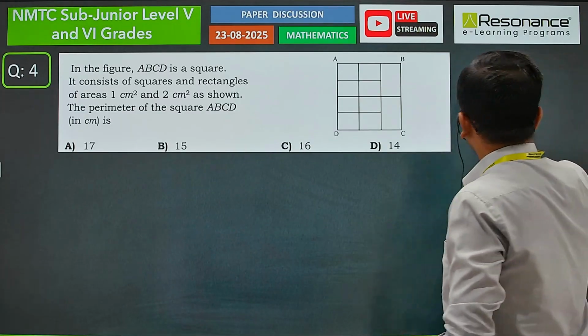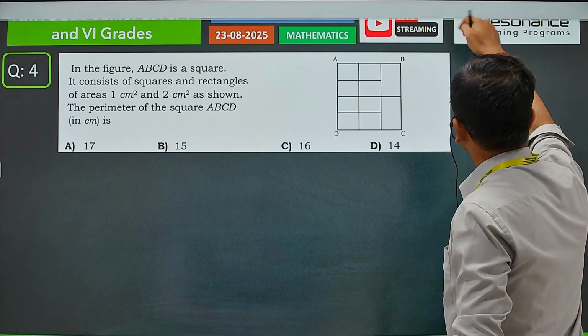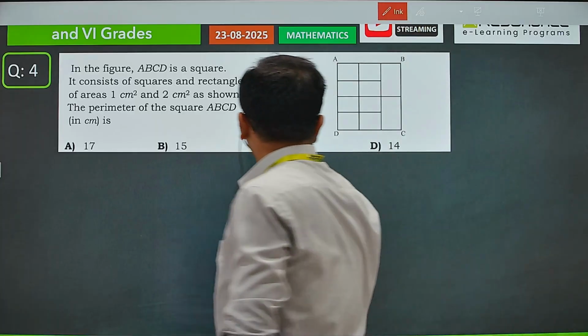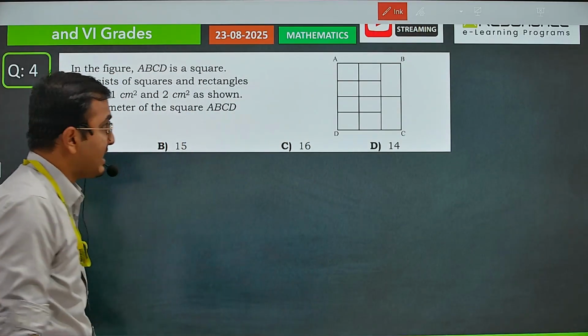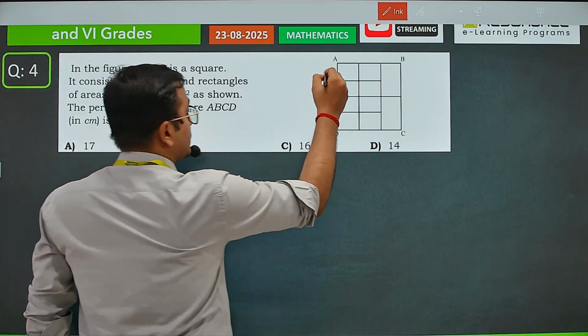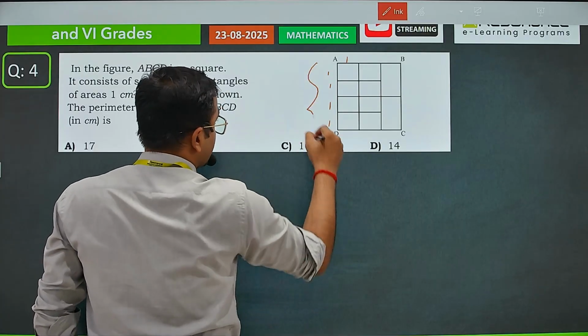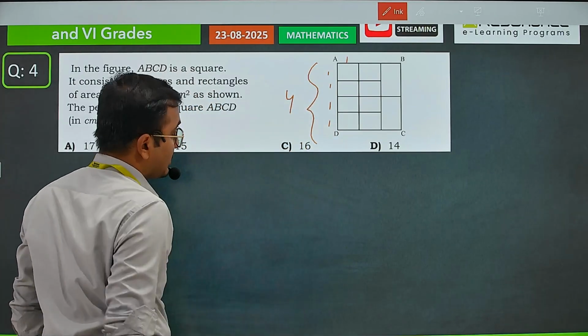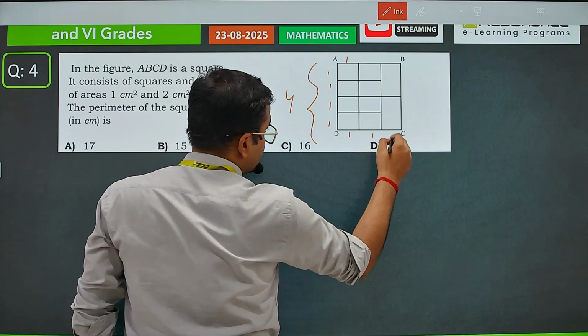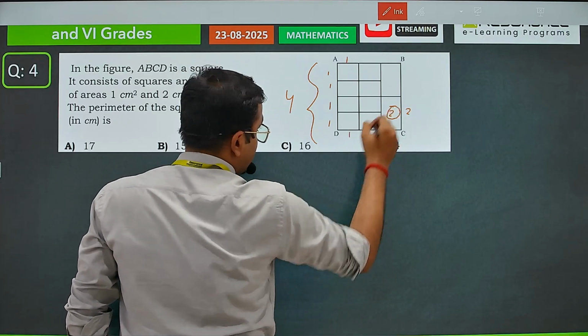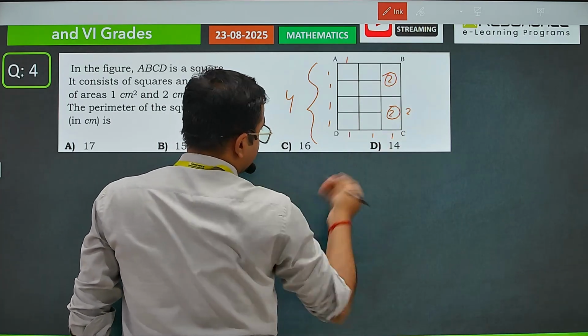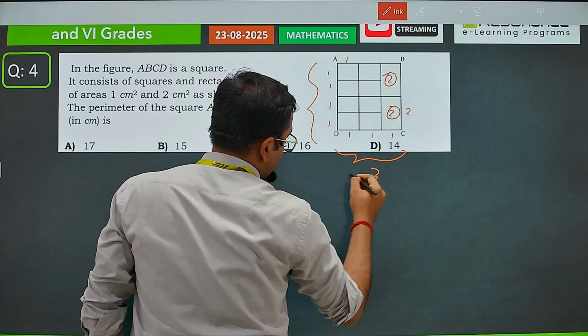Moving to the next, a very simple and easy question, one of the easiest questions of this paper. A square and a rectangle are given. Obviously this will be 1 into 1, so that makes this 1, this 1, this 1, so the length becomes 4. Similarly over here, this is 1, this is 1, this is 1, and this is 2. That makes this area 2, and similarly this area is 2. But we are not interested in that because we have got our breadth.